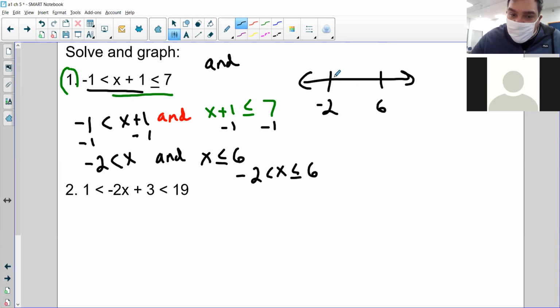Okay, at -2, it should be an open circle. At 6, it should be a closed circle. -2 is less than x, so that means x is bigger. So I should be going this way. And then 6 over here, x is less than 6, so I should be going this way. So they meet up at the middle here.